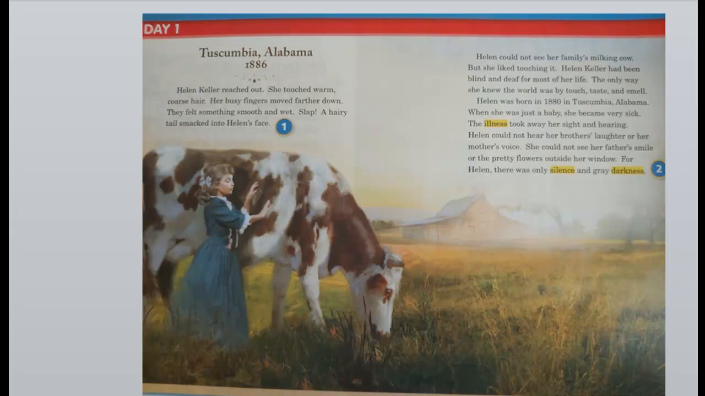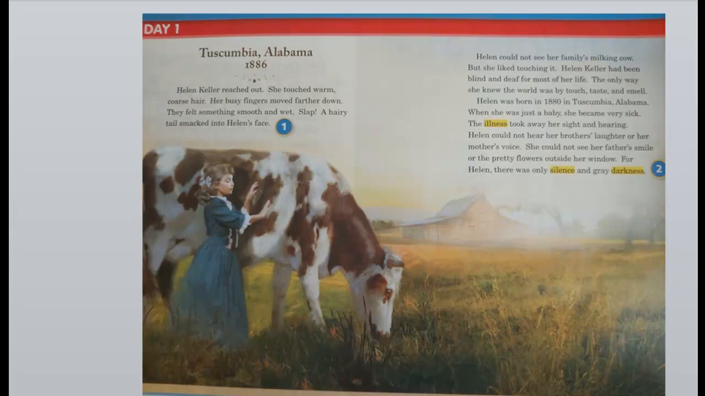Okay, Helen couldn't see her family's milking cow. She couldn't see, guys, so she was feeling everything with her fingers and hands. But she liked touching it. Helen Keller had been blind and deaf for most of her life. So, was she only blind? No, she was blind and deaf. Blind means she can't see. Deaf means she can't hear. So she got every kind of information in her life by her fingers and touching things to learn what that thing is. Now let's go on.